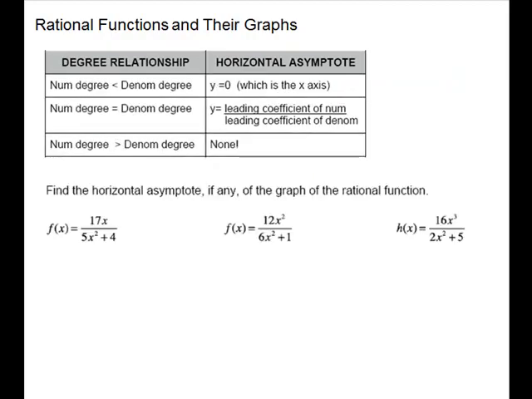So we have 3 rational functions here that we want to find the horizontal asymptote for. And so we're going to refer back to our little table. We're looking at the degrees of the numerator and denominator. The degree of the numerator on this one is 1. The degree of the denominator is 2. So the degree of the numerator is less than the degree of the denominator. This is our first case. So y equals 0 is our horizontal asymptote.